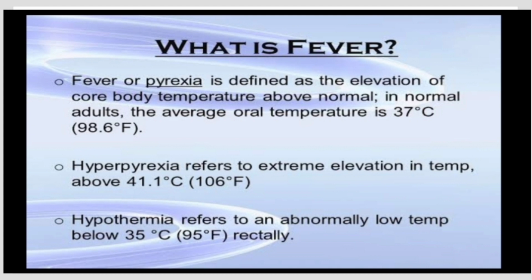hyperthermia and hypothermia. Hyperthermia refers to extreme elevation in body temperature, that is above 41.1 degrees centigrade, and in Fahrenheit it is 106 degrees Fahrenheit. And hypothermia refers to an abnormally low temperature below 35 degrees centigrade, that is below 95 degrees Fahrenheit.